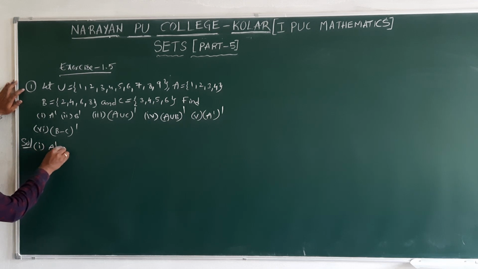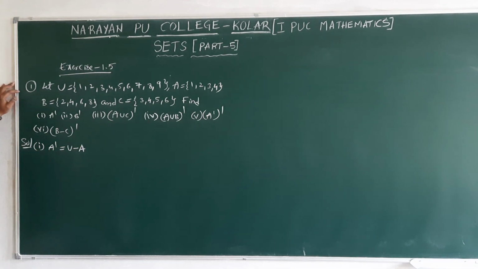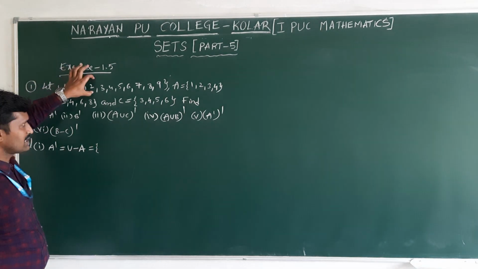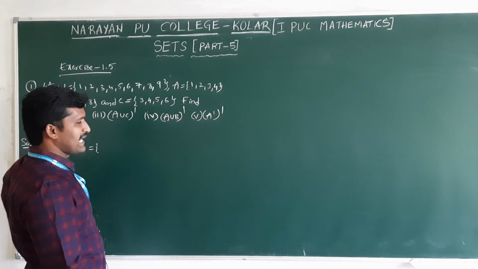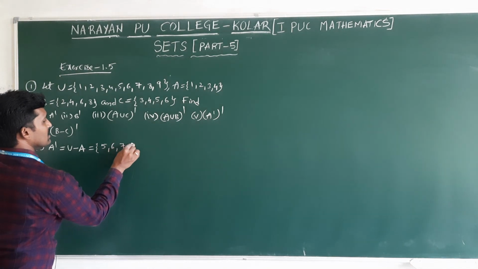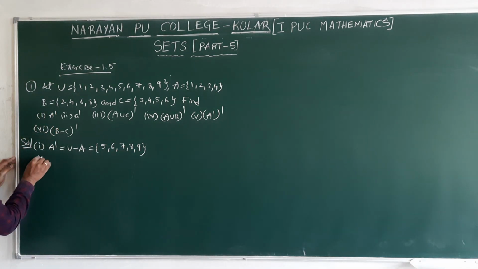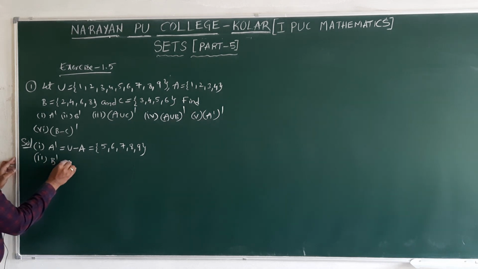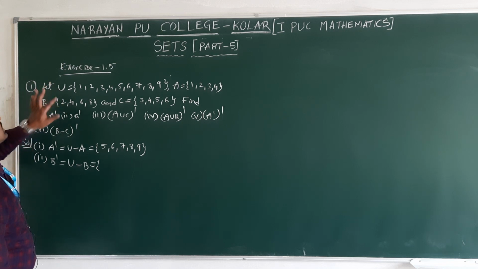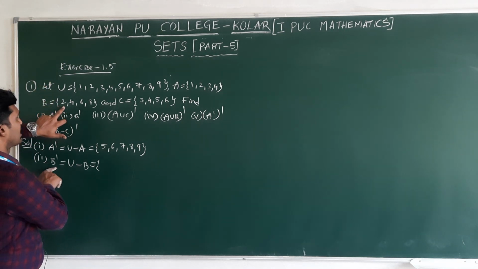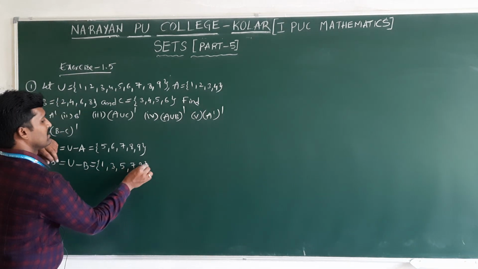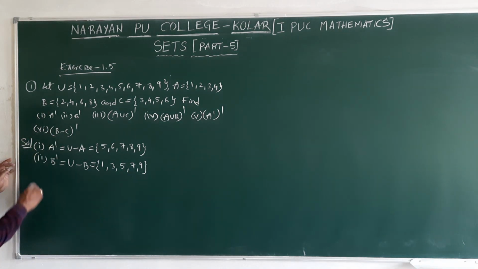First question, which one you have to find out? A dash. How to find A dash? U minus A. Directly I am writing here: from the universal set, eliminate A elements, that is A dash. 1, 2, 3, 4 eliminated. What remains? 5, 6, 7, 8, 9. B dash, universal set minus B. From the universal set, eliminate B elements, that is B dash. You will get 1, 3, 5, 7, 9. Only even numbers eliminated.